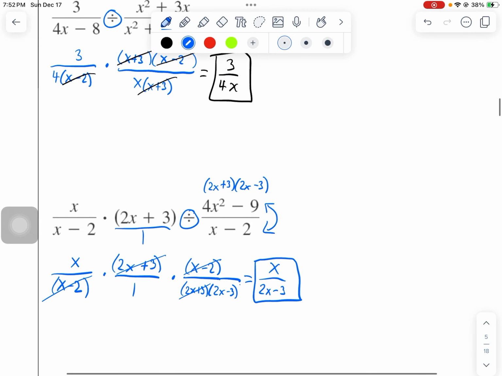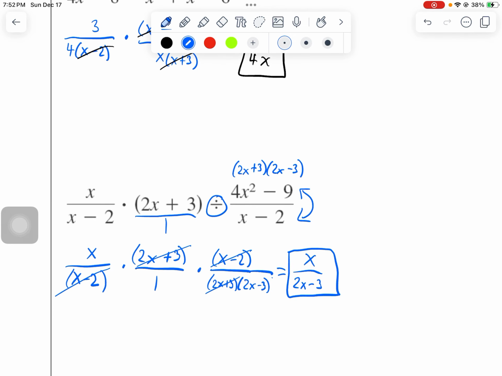Remember, for the multiplication, factor, and then you can do that cross simplification. With division, keep, change, flip. Don't forget to flip the fraction following the division sign.